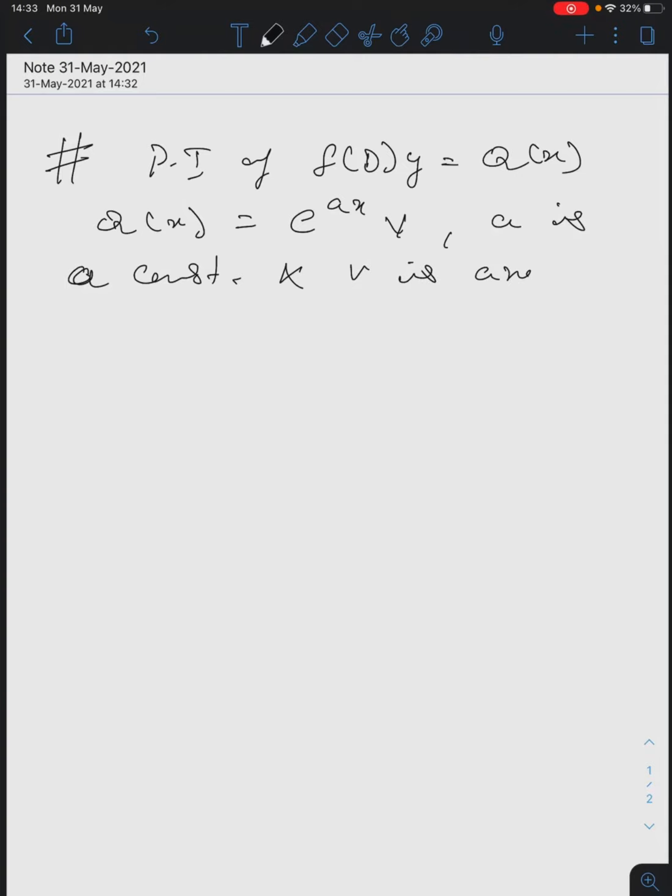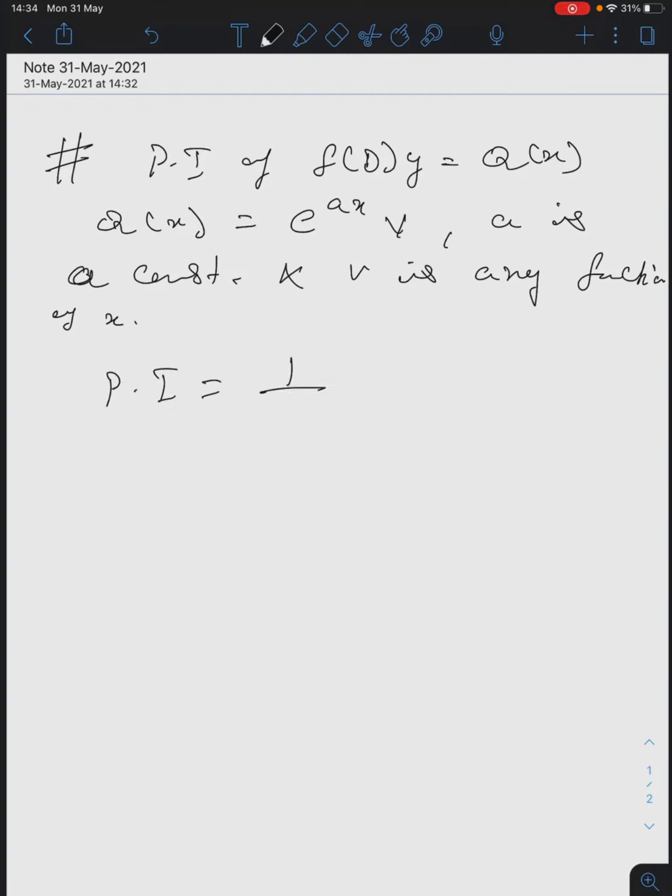V can be any function of x. As I told, it can be any function of x, but here we will discuss where v can be either sin ax or cos ax, or it can be any function. Let v be any function of x. So then how to find the particular integral?